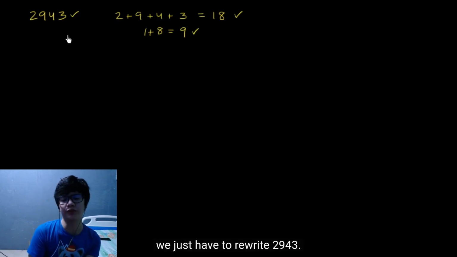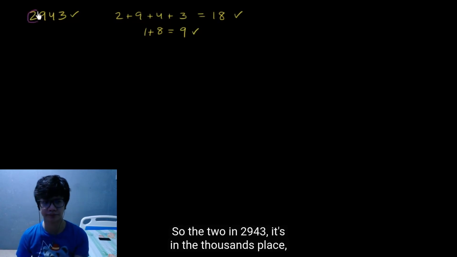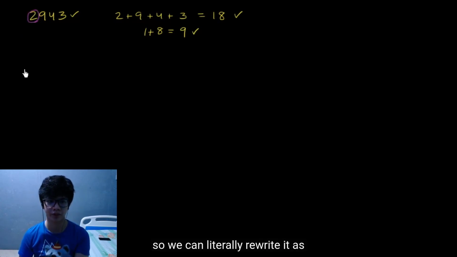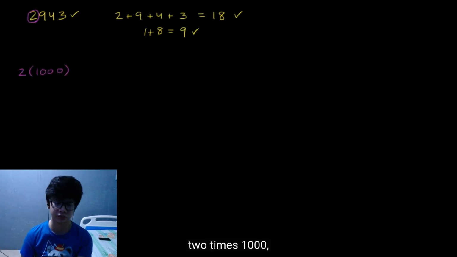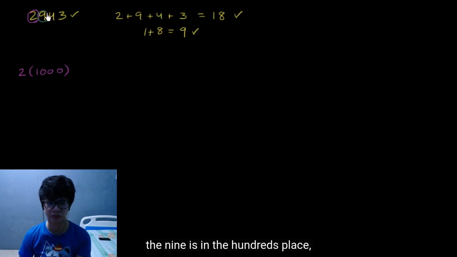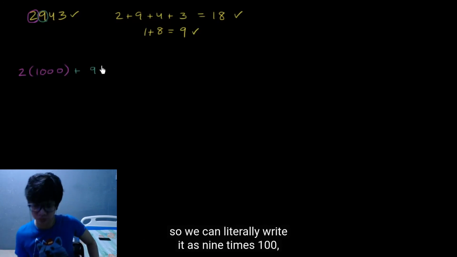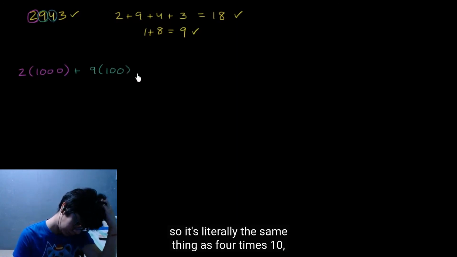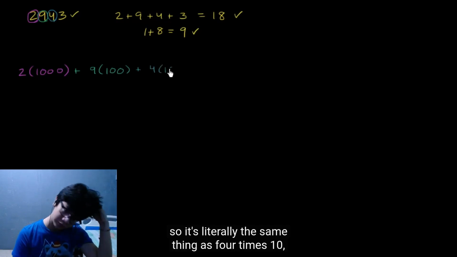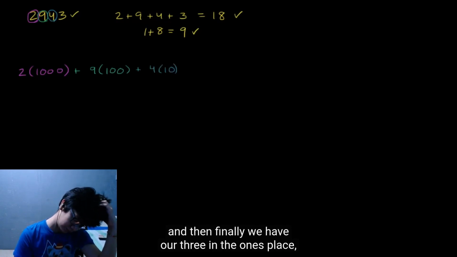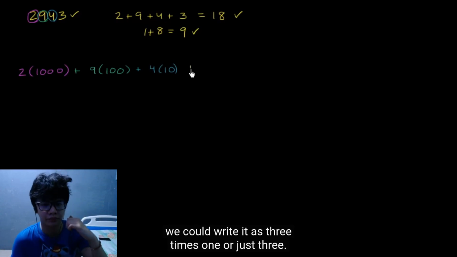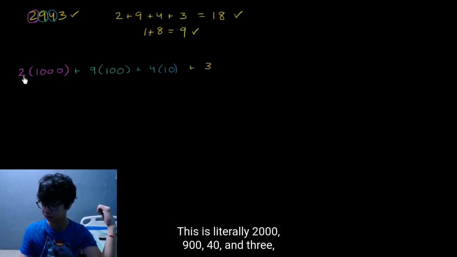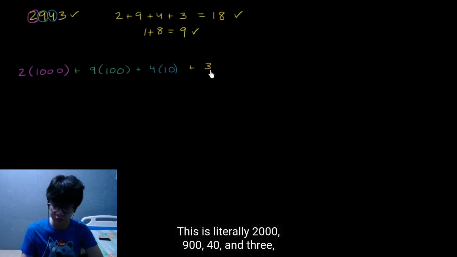And to realize that, we just have to rewrite 2,943. So the 2 in 2,943 is in the thousands place, so we can literally rewrite it as 2 times 1,000. The 9 is in the hundreds place, so we can literally write it as 9 times 100. The 4 is in the tens place, so it's literally the same thing as 4 times 10. And then finally we have our 3 in the ones place. We could write it as 3 times 1, or just 3. This is literally 2,940 and 3.